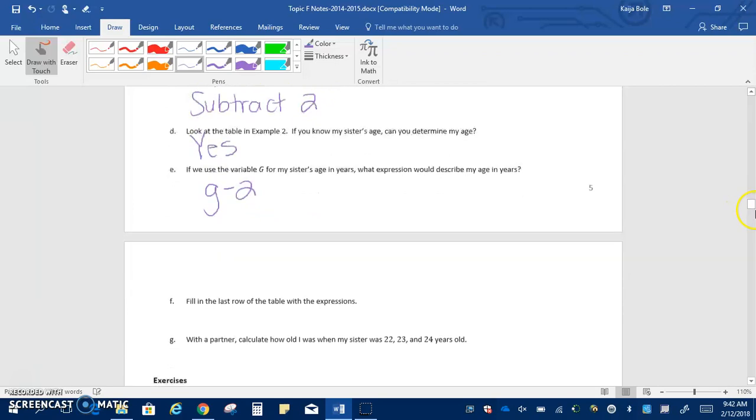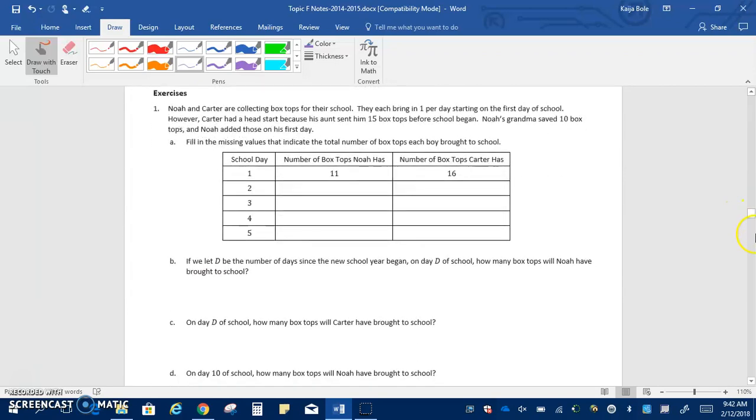All right, so if we're going to go on to the next page, we're going to skip the top part, and we're going to look at where it says exercises. Number 1 says, Noah and Carter are collecting box tops for their school. They each bring in 1 per day starting on the first day of school. So underline that 1 per day.